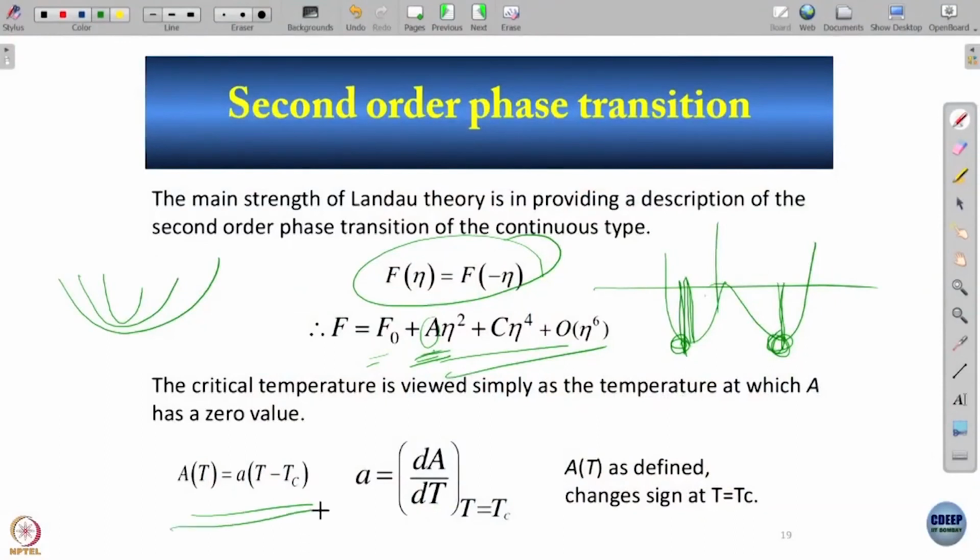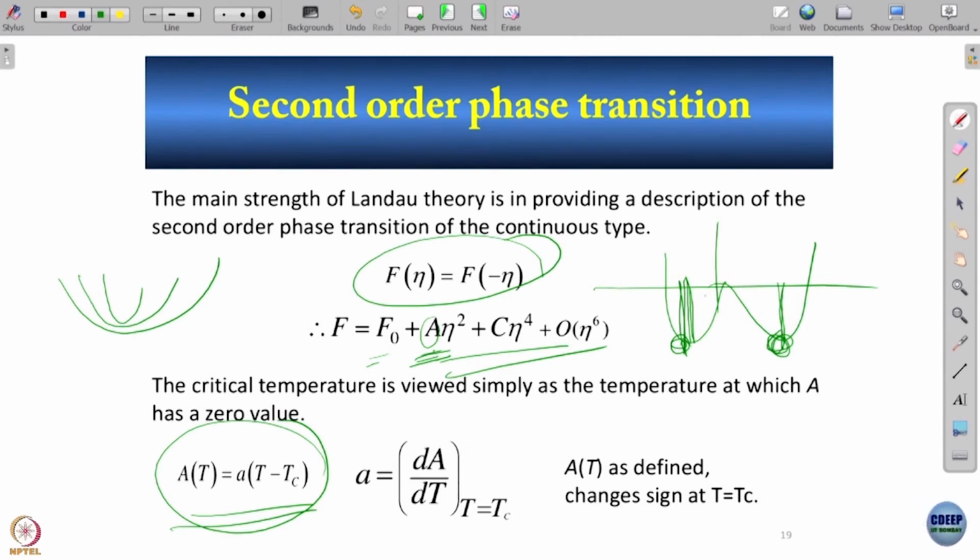And this is the brilliance of Landau. Landau said, okay, let us assume that happens linearly. A's temperature dependence goes to 0 as the critical temperature is approached, so he assumed T minus Tc, and this is given by the temperature derivative of the free energy. Now this quantity changes sign at Tc. This is the second derivative with respect to the order parameter, but the first derivative is with respect to temperature.